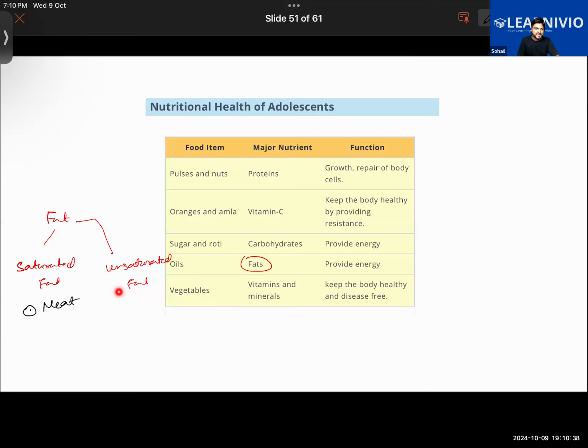What happens is that saturated fat increases the bad cholesterol level in the blood, while unsaturated fat increases the good cholesterol in the blood. Getting it, everyone? And where is it present? These are plant based. Whether you have mustard oil, coconut oil or palm oil, all of them contain unsaturated fat. Nonetheless, we know that they also provide energy. So do carbohydrates provide more energy than fats, or less energy?